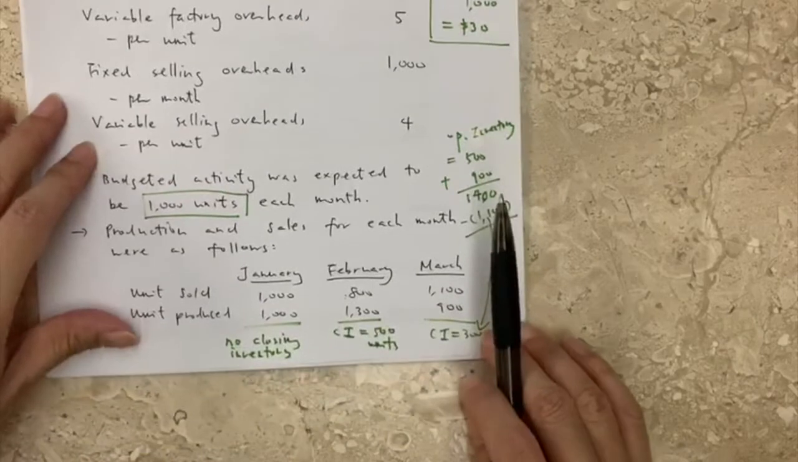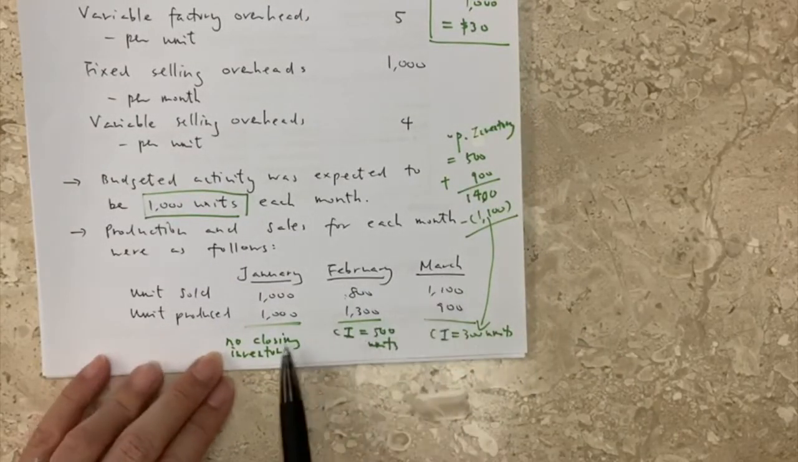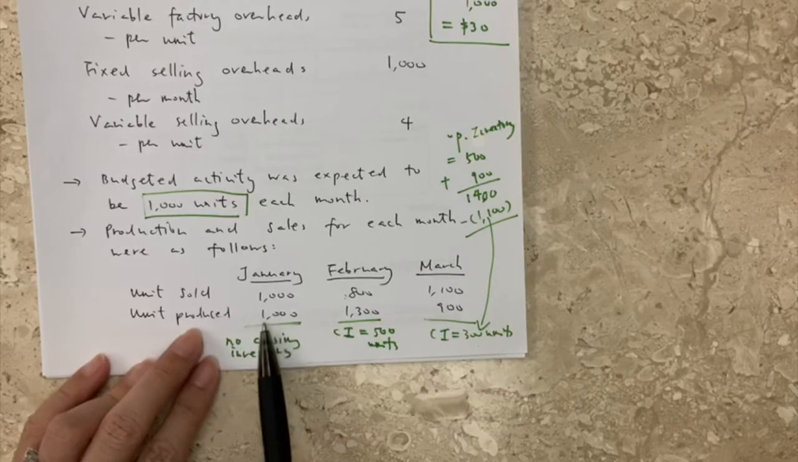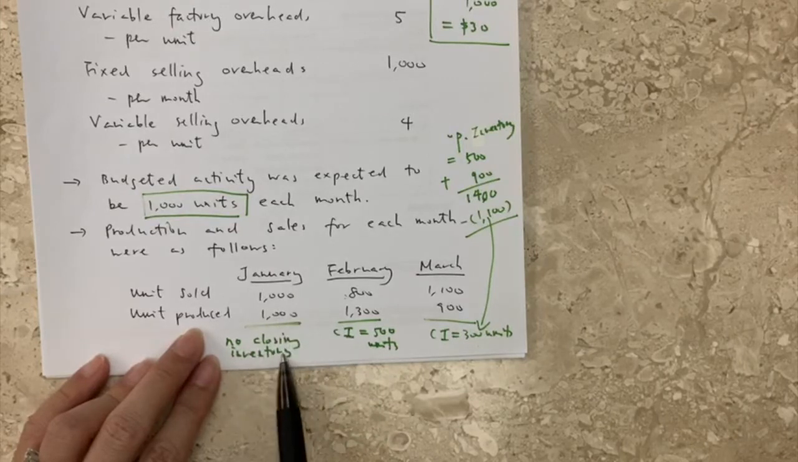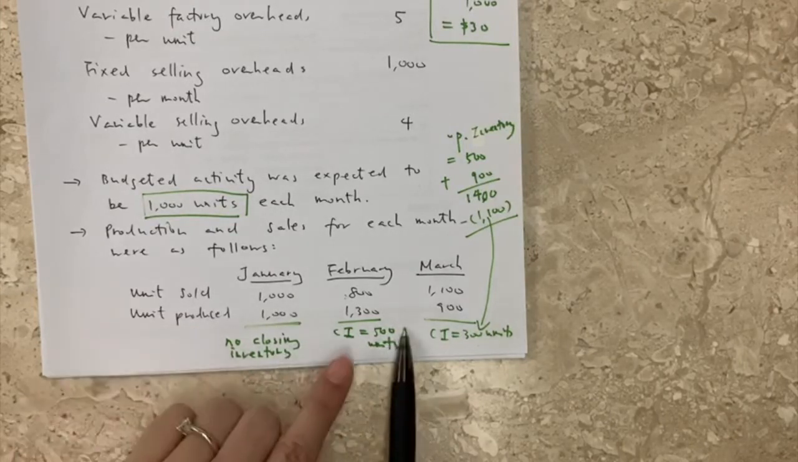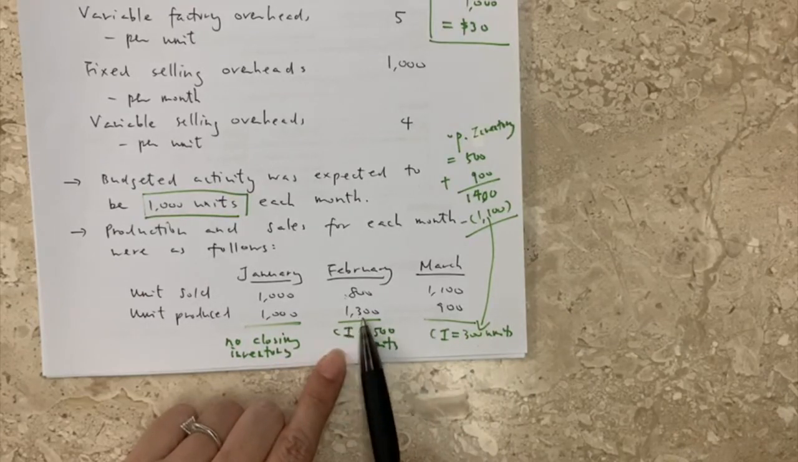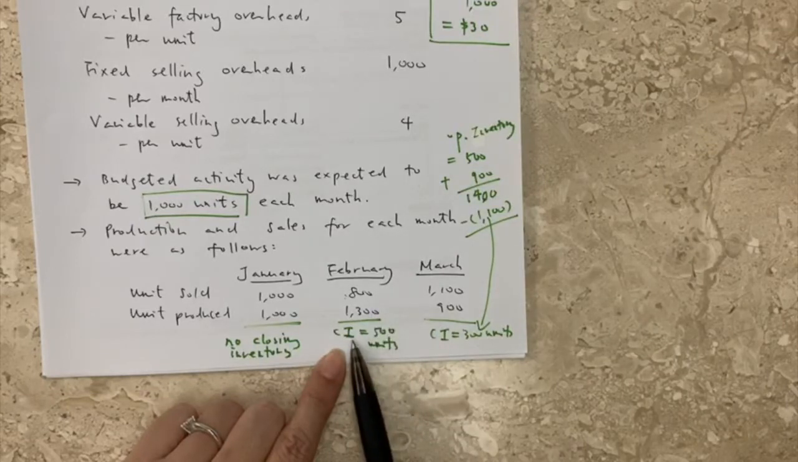Okay, and also we have this information for January, February, and March. You can see in January there's no closing inventory, because the number of units produced is 1,000 and we sell the same number of units, so we have no closing inventory left. But when we come to February, the number of units produced is 1,300, and we only sell 800, so we have a closing inventory of 500 units.